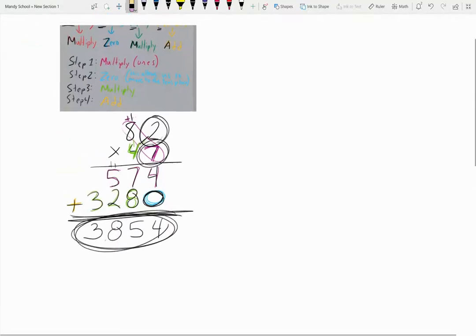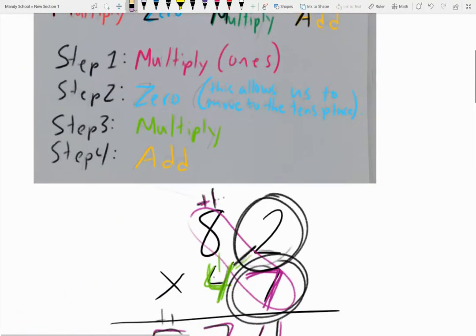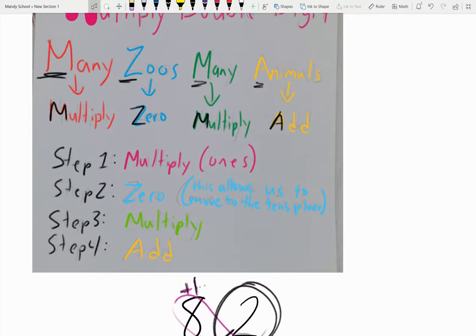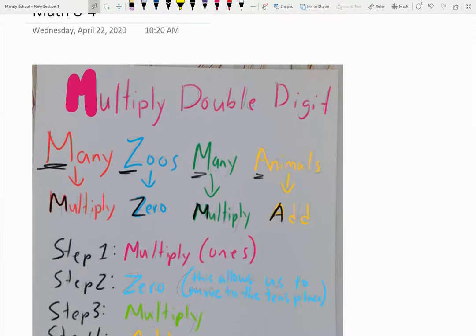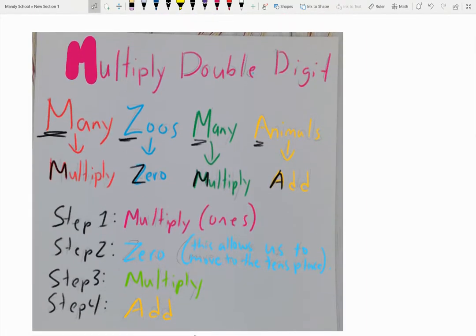Hi, you guys. On Tuesday, do you remember doing this anchor chart? We talked a little bit about how to multiply double digits, and we did the acronym Many Zoos, Many Animals, which basically means step one, we multiply in the ones place. Step two, you put a zero. This allows us to move to the tens place. And then step three, we multiply again, and finally we add them.